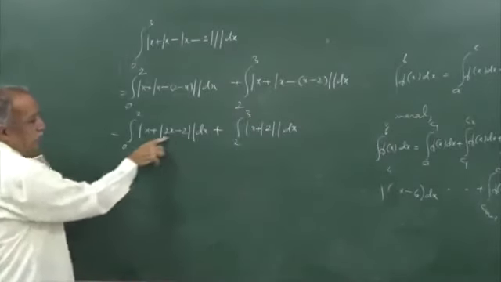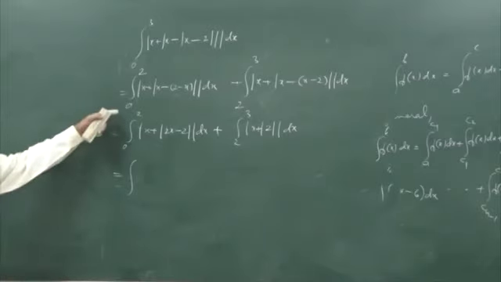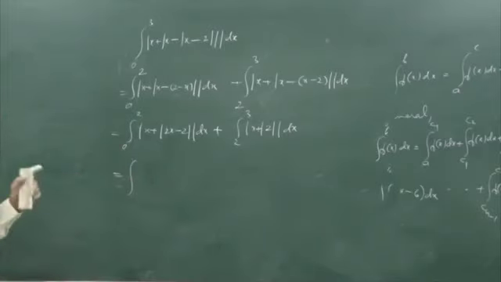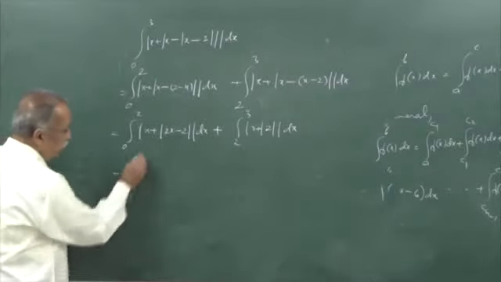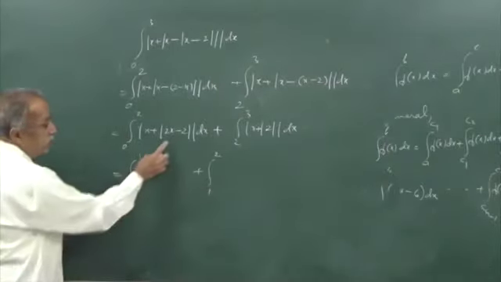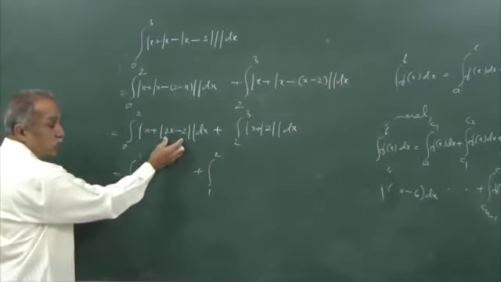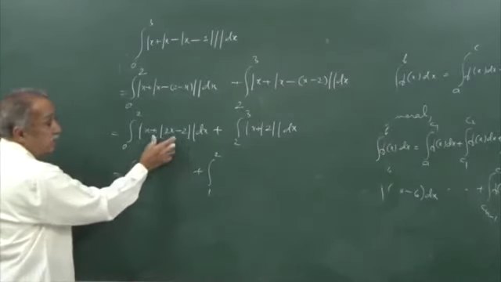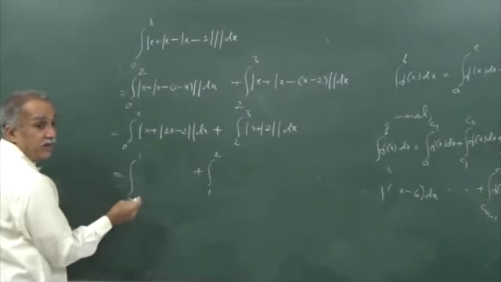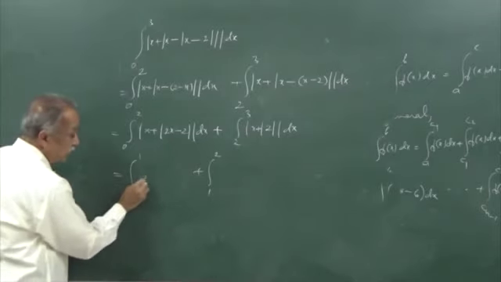This is an expression which vanishes at x equal to 1. Is 1 an interior point of the interval? Yes. So this interval will have to be further broken into two parts, 0 to 1 and 1 to 2. In 0 to 1, 2x minus 2 is negative. So modulus will be 2 minus 2x. x plus 2 minus 2x is 2 minus x.